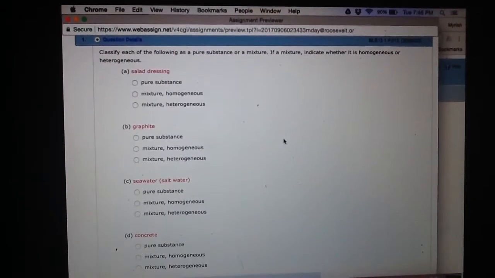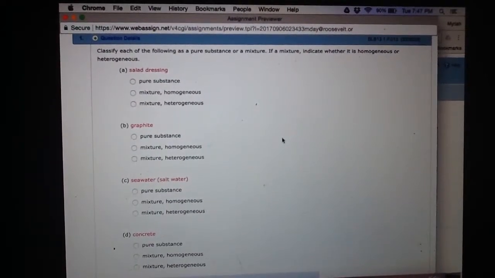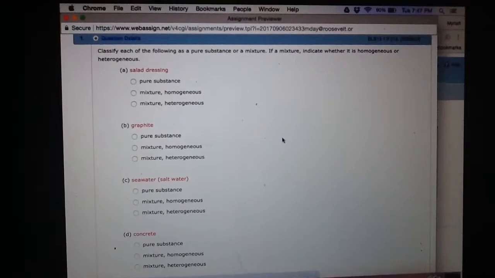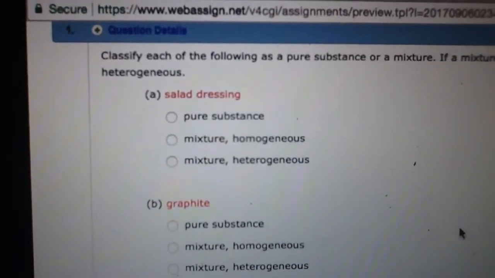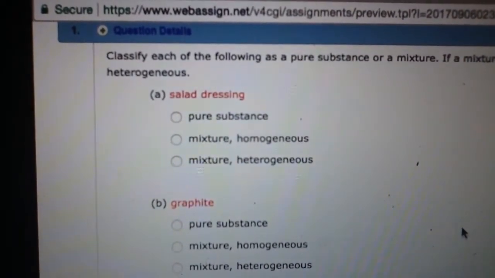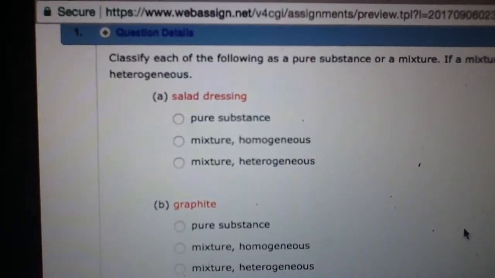It's asking to classify each of the following as a pure substance or a mixture. If a mixture, indicate whether it is homogeneous or heterogeneous. You can say either homogeneous or heterogeneous, whichever you prefer. So starting out with salad dressing, it's asking if it's a pure substance, a mixture that's homogeneous, or a mixture that's heterogeneous.